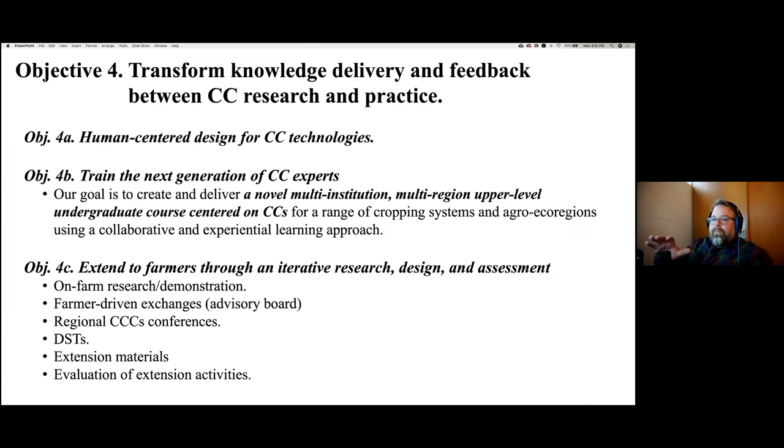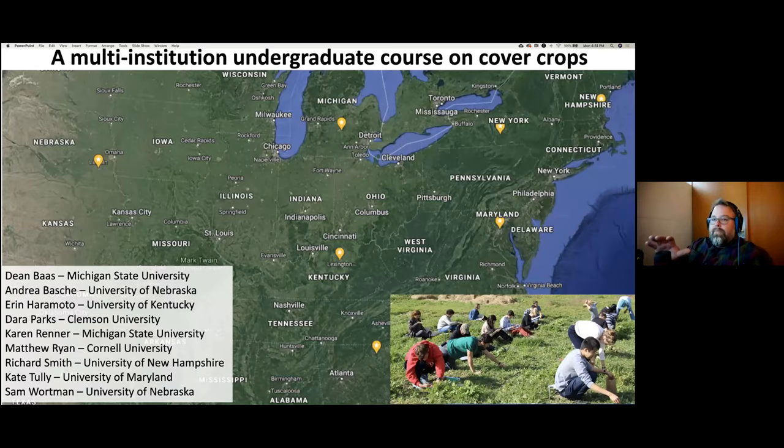And then we are obviously translating this knowledge and delivery into various different outreach efforts. Both in the design of our technologies, in the training of the next generation of scientists, and through the traditional pipelines of extension and outreach. And here's just a shout out to the education team that's developing new course curriculum around cover crops and sustainable agriculture. This is going to be a new class that is going to go live shortly and is going to be part of the curriculum that a lot of these different faculty are offering in years to come.